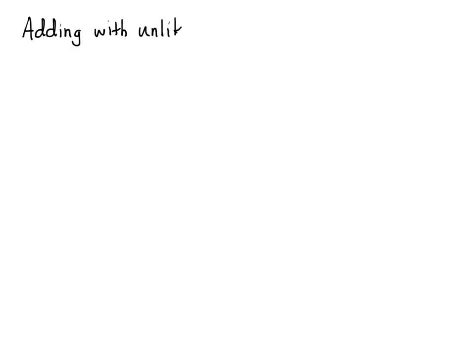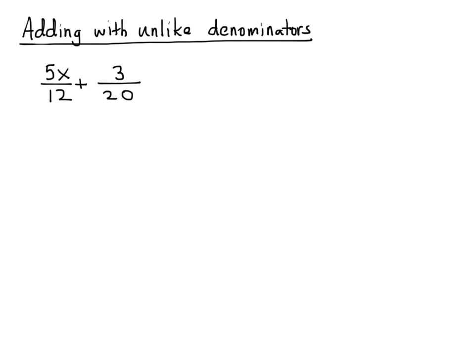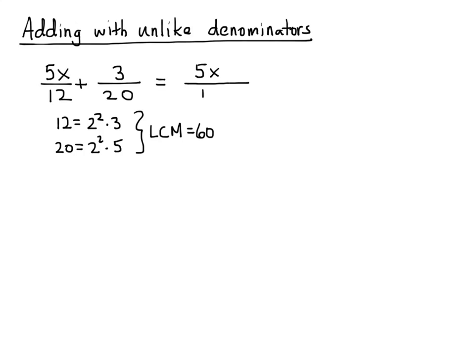So let's look at adding with an unlike denominator. We'll start out with just this 12 and this 20, which I've already shown the common denominator would be 60. So it's handy to have that factoring around because it tells you what you have to multiply to get the common denominator. For 12 to get to 60, we're multiplying it by 5. So I'm going to multiply the 5x over 12 times 5 over 5.